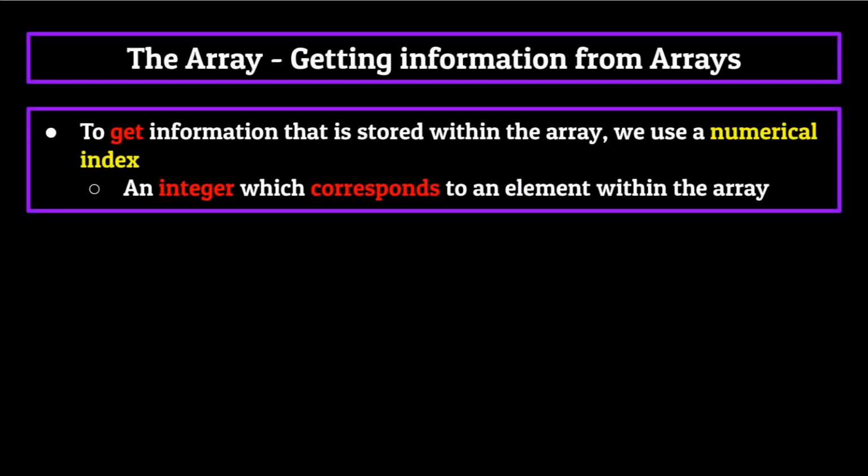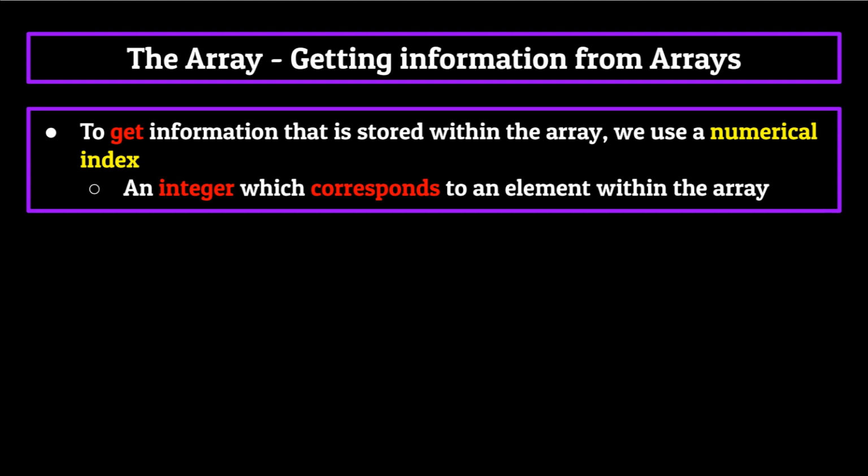Alright, now that we know the 2 different ways to instantiate an array, let's talk about how we as a programmer actually get information that is stored within the array. And the simplest way to answer that question is through the means of a numerical index. An index is simply an integer which corresponds to an element within the array.